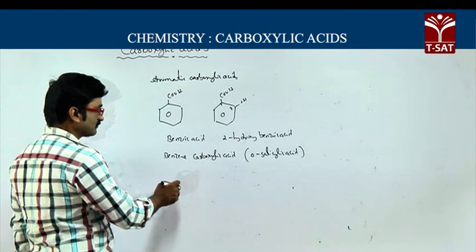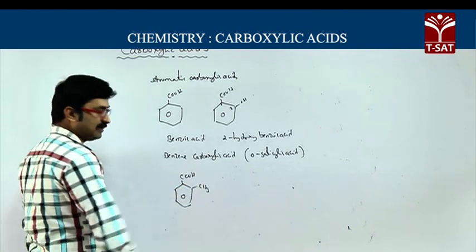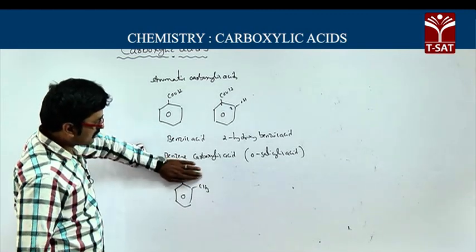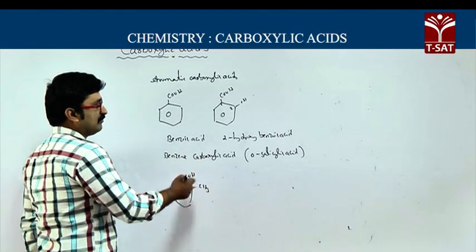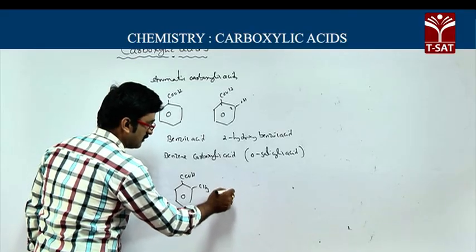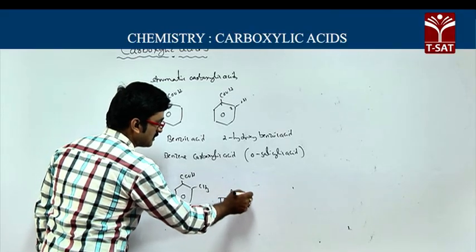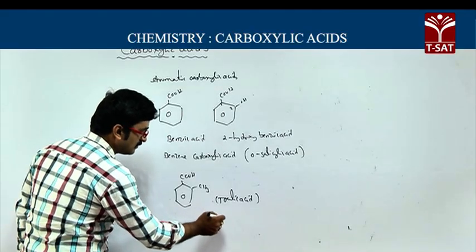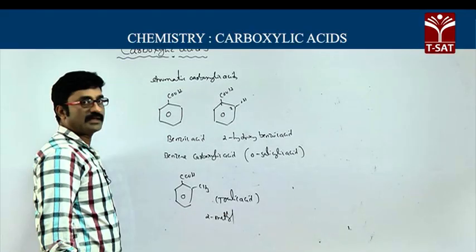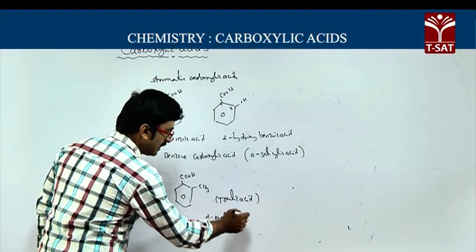Okay. Now, if I write CH3 here, then you know that if you won't write this COOH, then it will be toluene. Okay. Now, the common name of this compound is toluic acid, and the IUPAC name is 2-methyl benzoic acid.